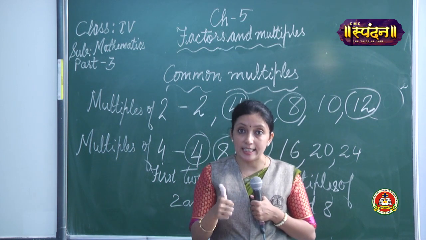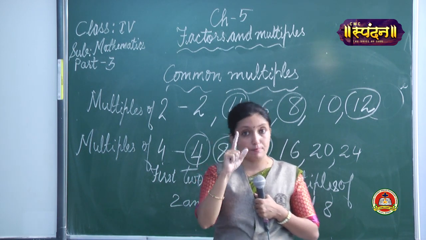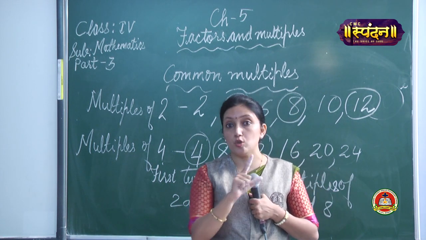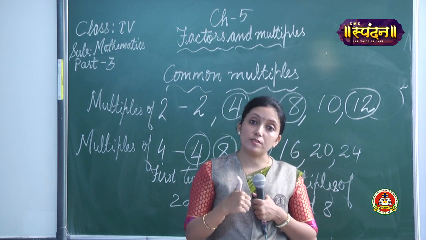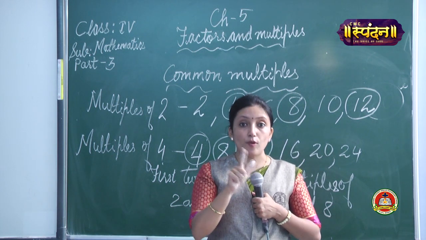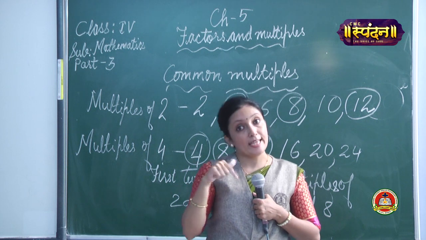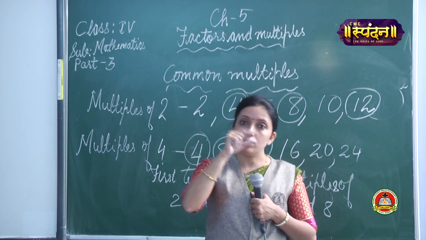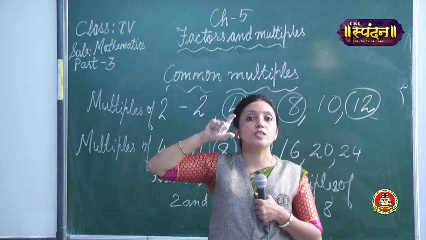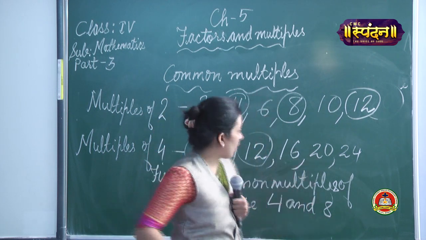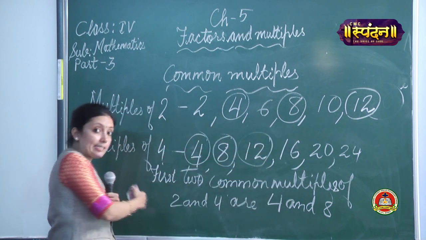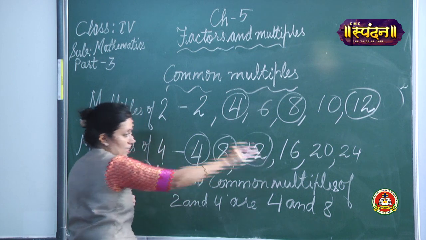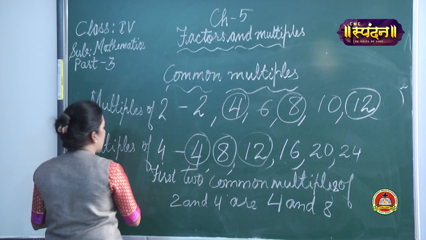9 twos are 18. Yes, because 8 is in the ones place, it means it is even. Then 9 threes are 27. No, it's not. Then 9 fours are 36. Yes. 9 fives are 45. No. Then 9 sixes are 54. Yes, that is an even. So this way you will find out the first 5 even multiples of 9. I suppose this is clear, children. So you will be writing the tables and then you will be finding out the common ones.